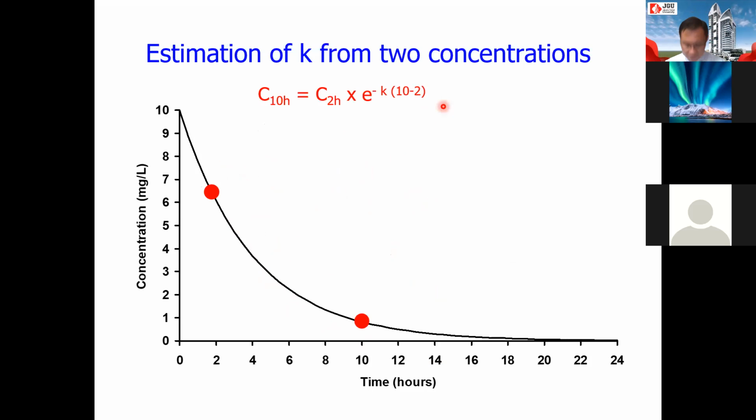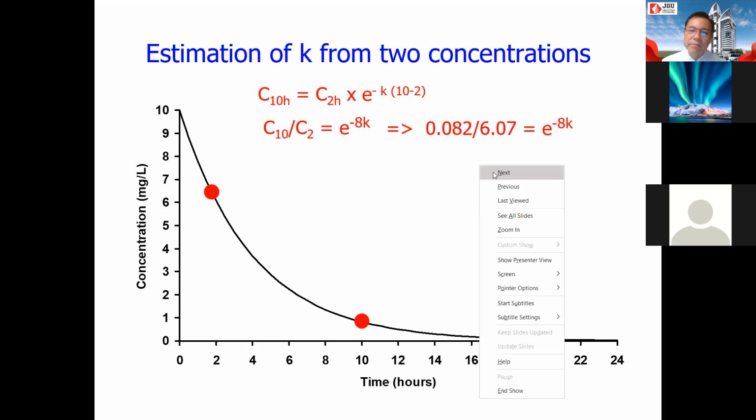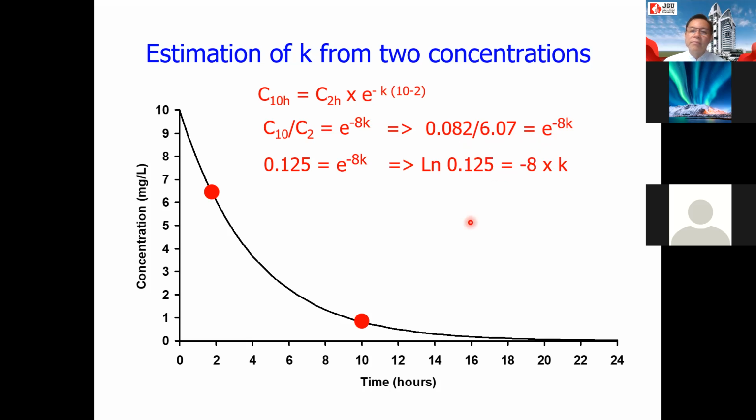If we have two concentrations, let's say the peak and the trough, this one is the peak and this one the trough, we can get the K. If we have the two, we can put ln, and then we can get the K. So from here you can get the K.